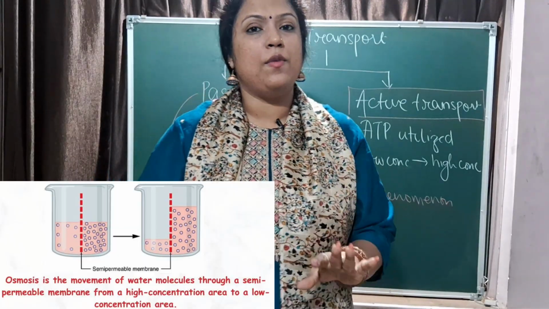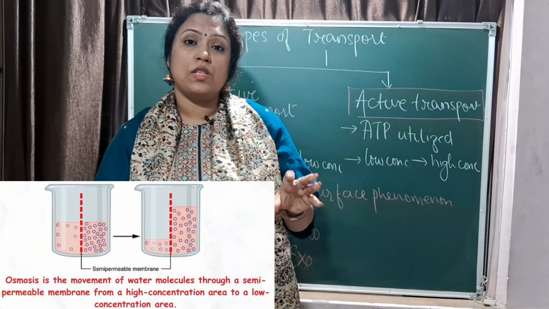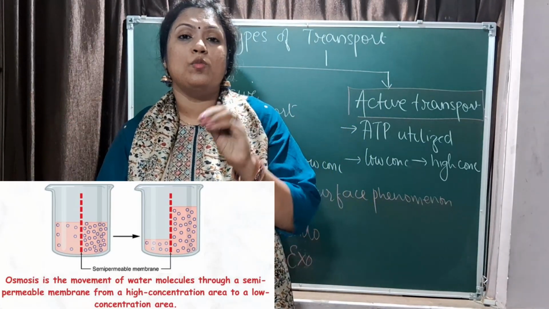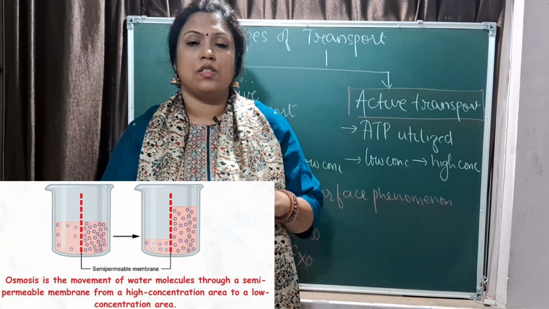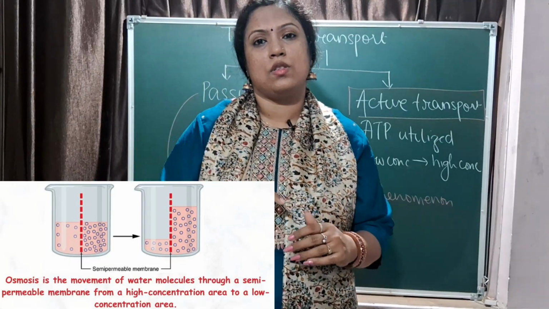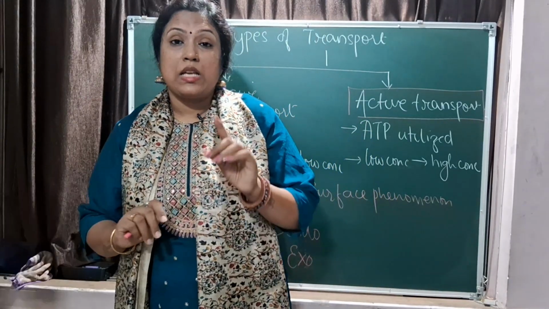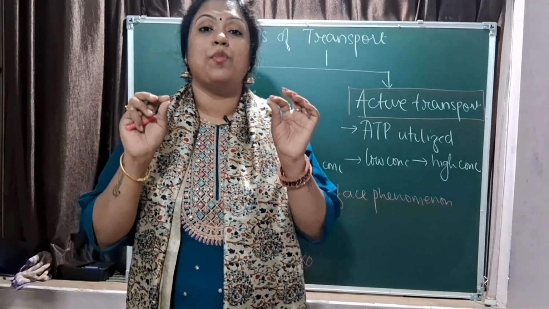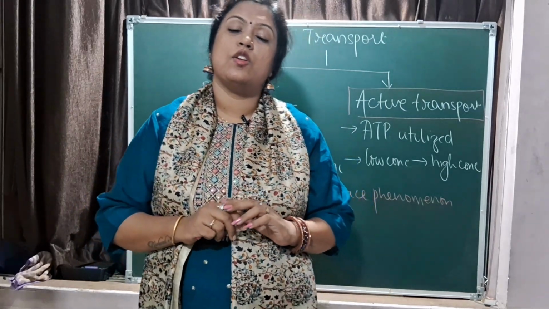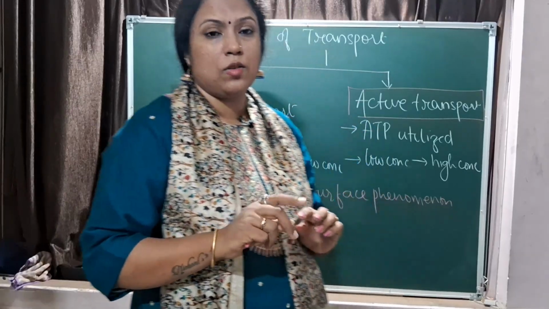So, if you have to define what is osmosis, osmosis is defined as a process in which water molecules move from a region of its higher concentration to a region of its lower concentration through a semi-permeable membrane. Semi-permeable membrane is a prerequisite, a very important thing for the process of osmosis to happen. Is this clear? Osmosis, any doubt?